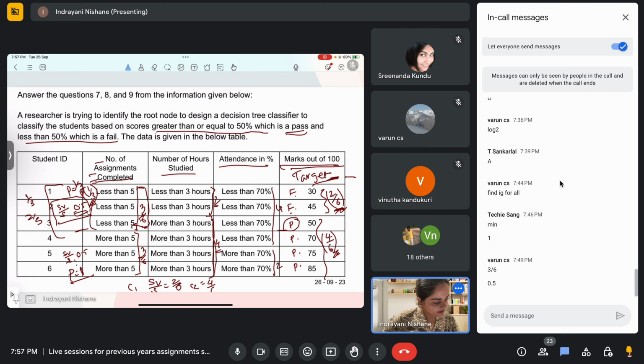4 by 6. Out of this 6, how many students belong to the class where number of hours studied is less than 3? 2 students. Do you agree? SV by S for this particular, let me change the ink.